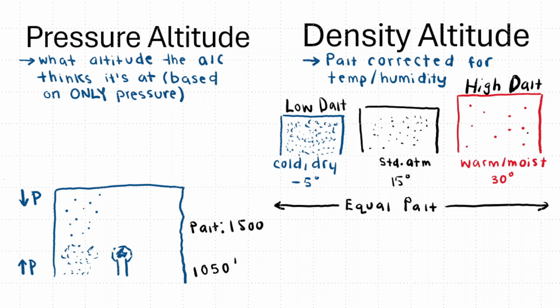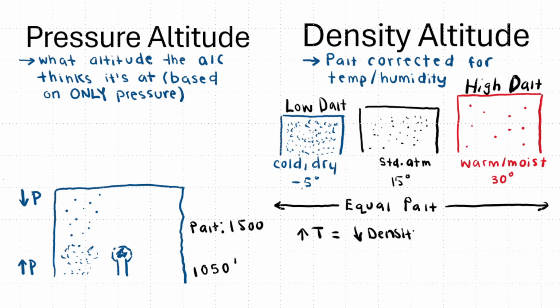So all that's saying is the air particles here are much less densely packed. It feels like you're taking off from a higher altitude because that's where the particles here are less packed, right? So you just need to remember, the higher the temperature, you're going to have lower density.